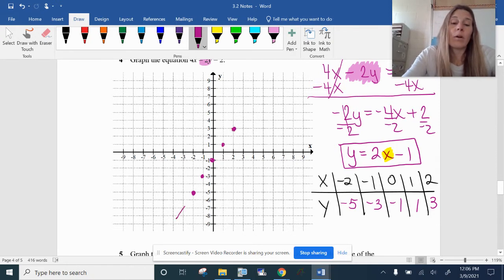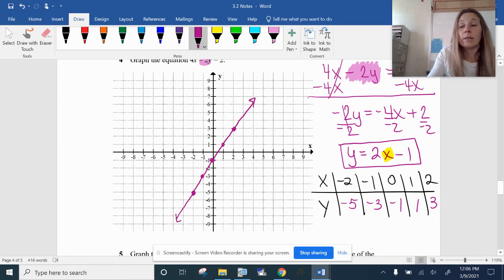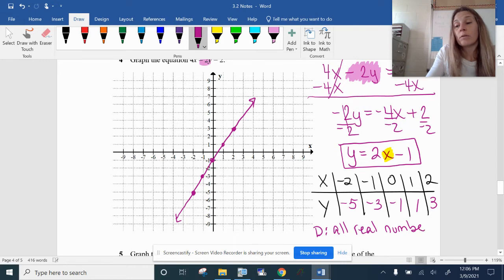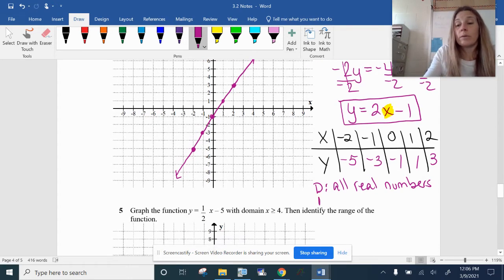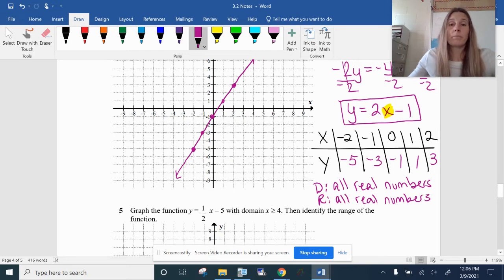Now this time we are going to draw our line through the points with the arrows on the end, because our domain was all real numbers since there was no restriction. And our range would also be all real numbers since there was no restriction on our domain.